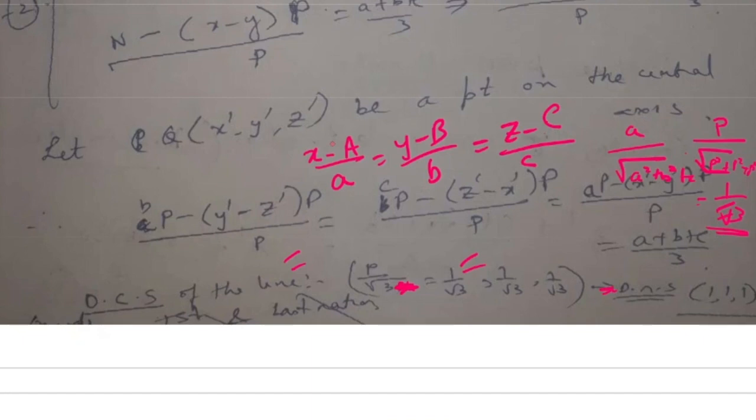Okay, so this is how we have calculated the direction cosines. It comes out to be this 1 by root 3. This is the direction cosine, so the direction ratios will be 1 1 1. You can easily see it. So these are the direction cosines and direction ratios, that part is done.